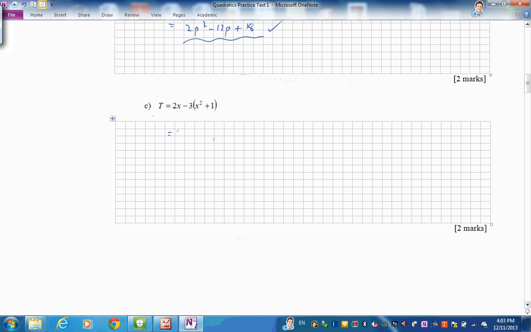Let's do the bracket first. So neg 3 by x squared is neg 3x squared. Neg 3 by 1 is neg 3. Let's then put it in the usual order. Highest powered term first, neg 3x squared. X term is plus 2x, and then take 3. Okay, there's 1 mark for that multiplication of the bracket, 1 mark for collecting the terms up. Getting a few? I hope so.